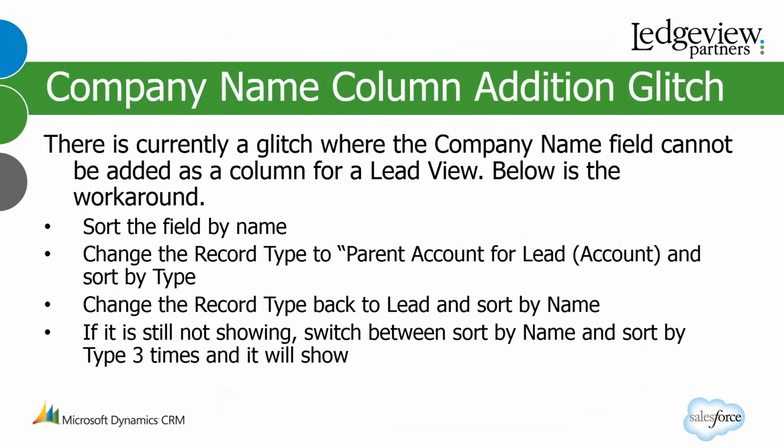If you sort the field by name within the columns section, so change your sort to field by name, change the record type to parent account for lead, parentheses account, and sort by type. And then you're going to change this record type back to lead and sort by name. This will generally show the company name column. If it's still not showing, switch between sort by name and sort by type approximately 3 times and it will show.